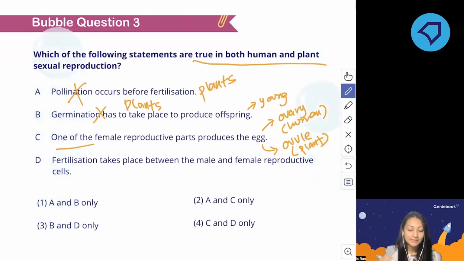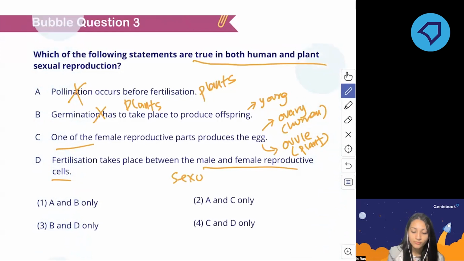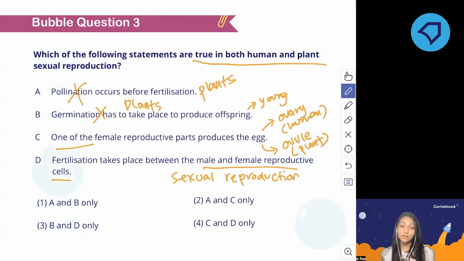Then part D, fertilization takes place between the male and the female reproductive cells. Yes, because both of the types of reproduction that we're talking about are considered sexual reproduction, for both the plant and the human. Sexual reproduction, so you need a male cell and a female cell. So that's why the answer is C and D only.